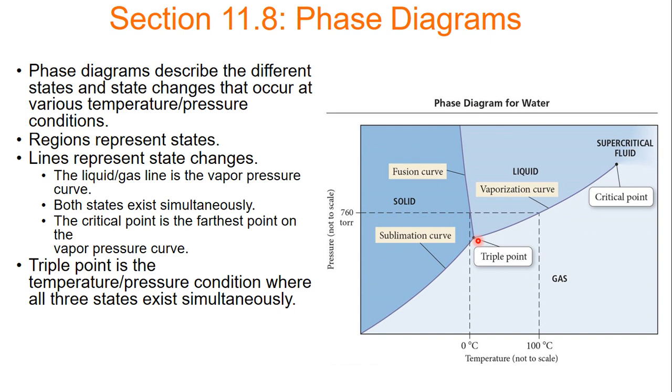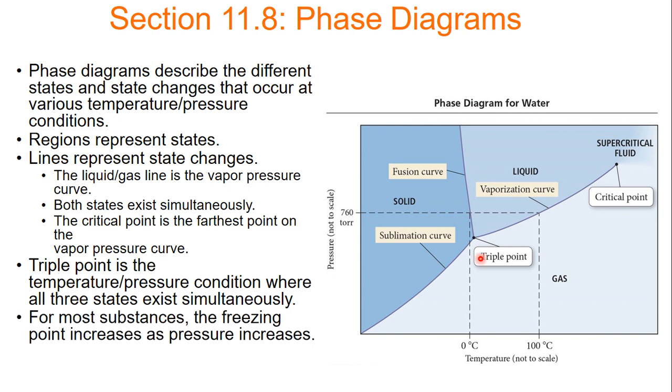We also have what's called the triple point. The triple point is a certain set of conditions where you have liquid, solid, and gas all existing at the same time. That is what the triple point is called.